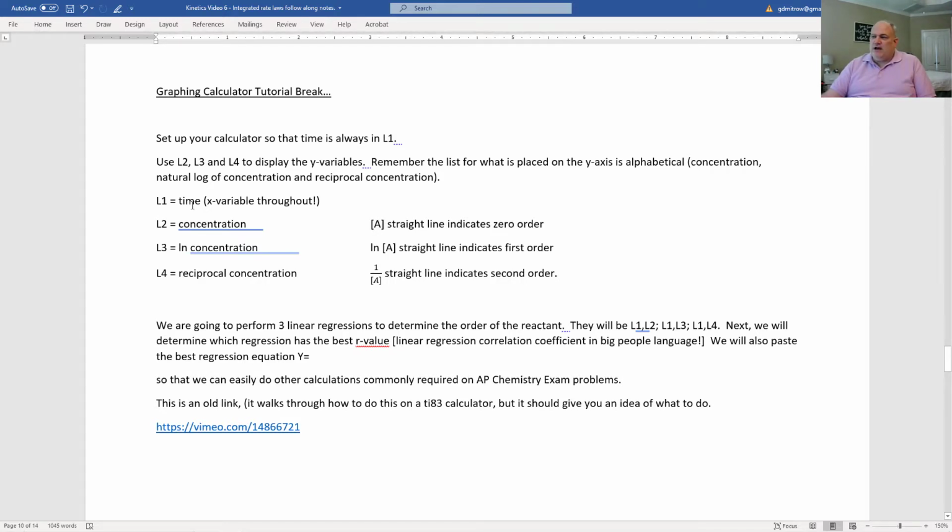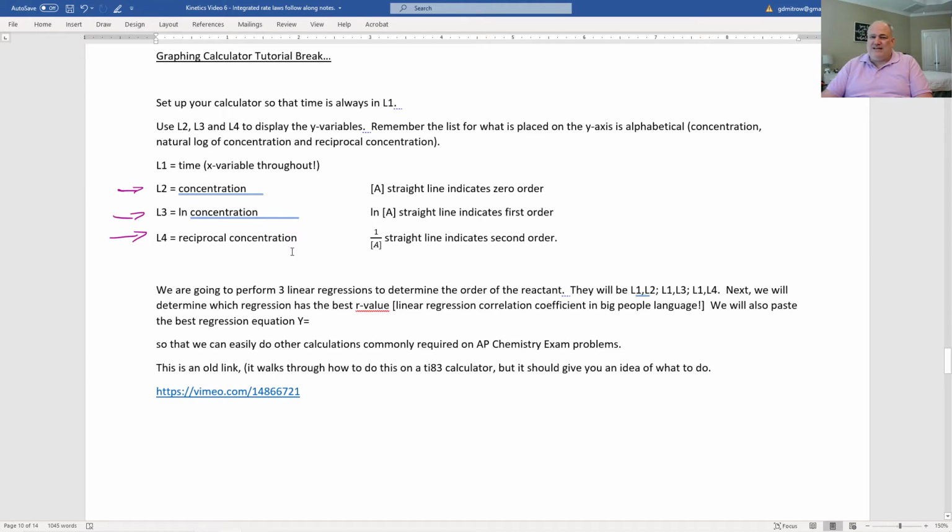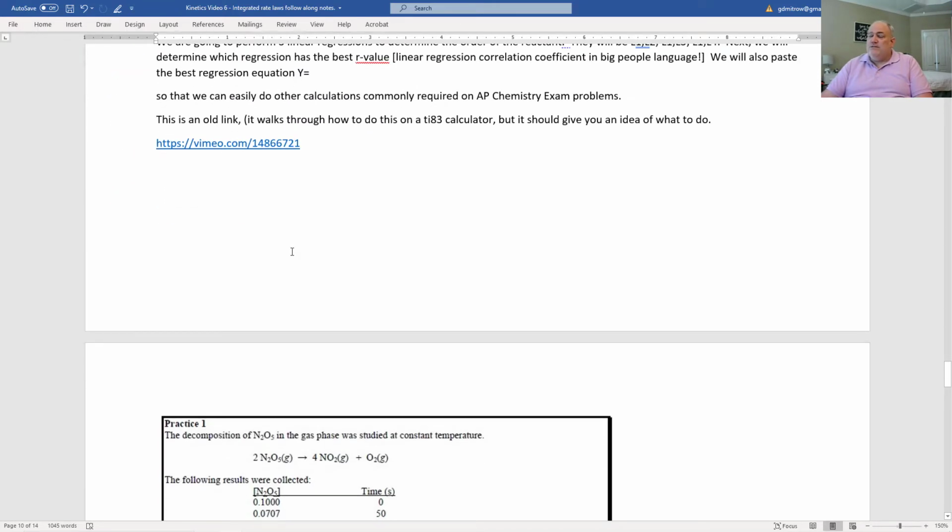When you're doing your variables, the first one is always going to be time, and then you're going to have concentration, natural log of concentration, or reciprocal concentration. Those are going to be your 3 graphs. But again, I am not an expert. In fact, I just finally have gotten a TI Inspire that I'm learning on. So you guys could probably tell me how to do this better than I could, but you need a calculator at all times.